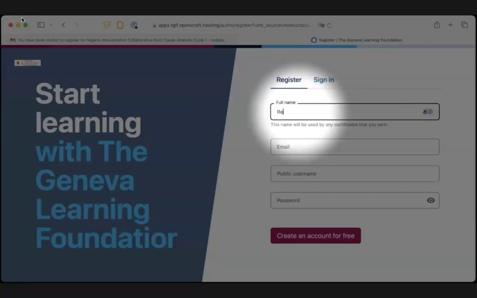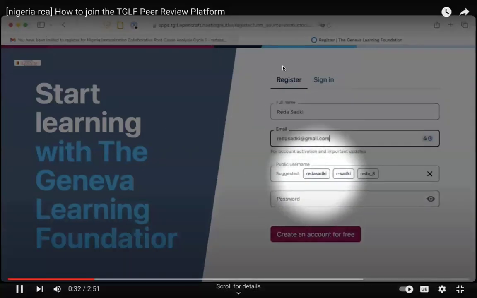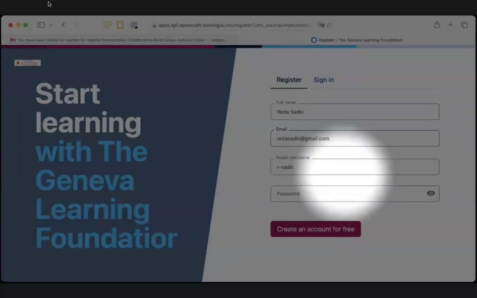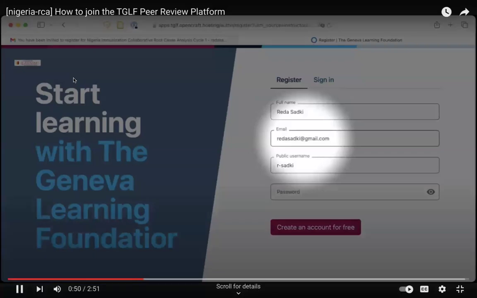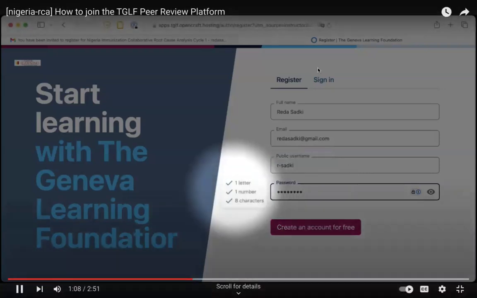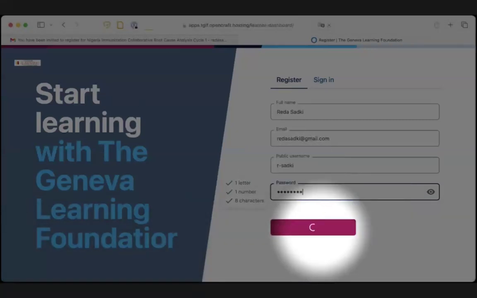To register, you'll put in your full name and your email, and this needs to be the same email you used to apply for the collaborative, that you've been using in Zoom and throughout. If you use any other email, your participation will not be recognized. Then you need a public username, so I'm going to pick one of the ones suggested. Write this information down. Which email you used, you're going to have to remember it to be able to come back to the platform. And most important, make sure that you know what password you used. If you forget your password, you're not going to be able to register, and you're not going to be able to come back into the platform. You need one letter, one number, and 8 characters. Once you do that, you can create an account for free.